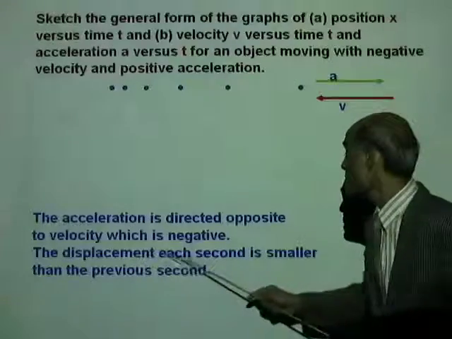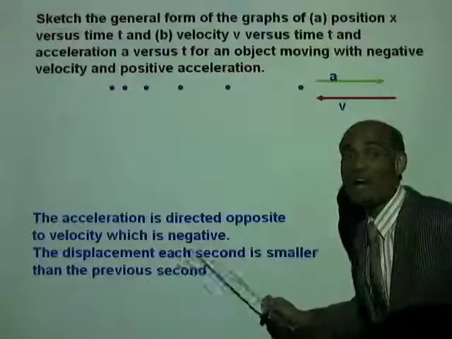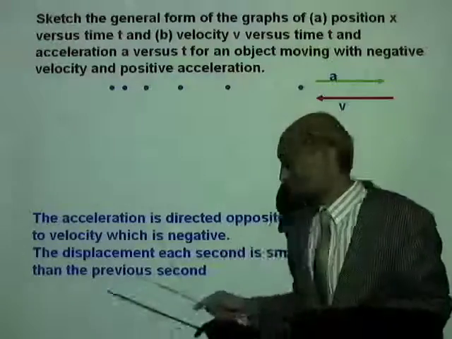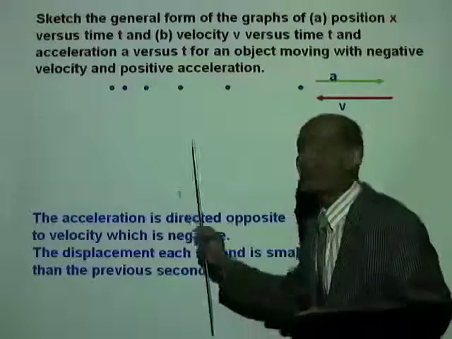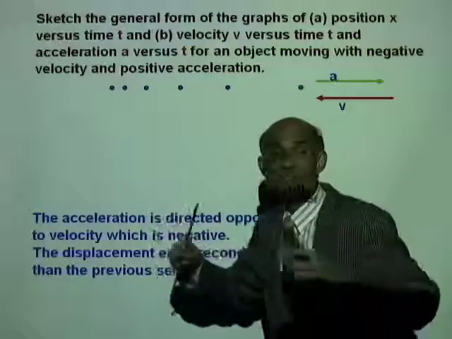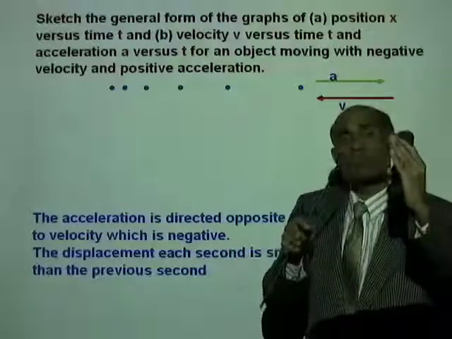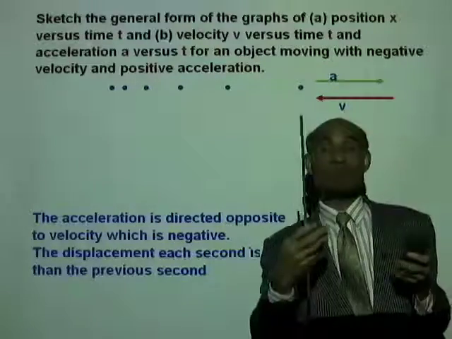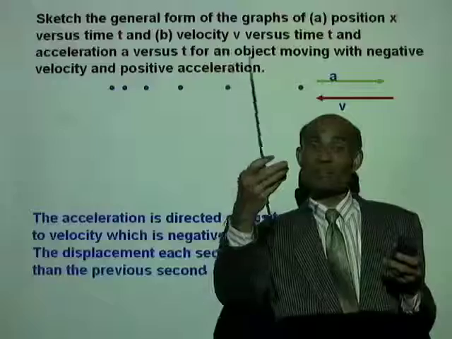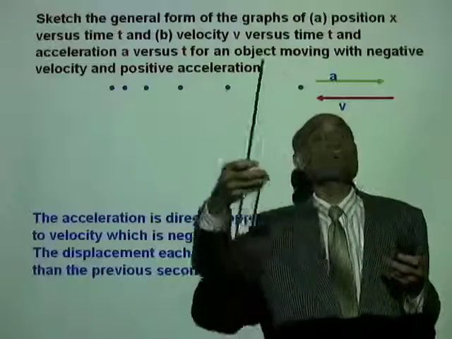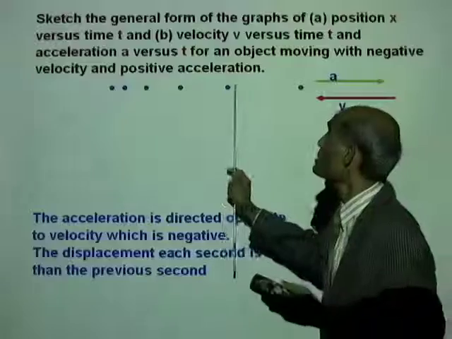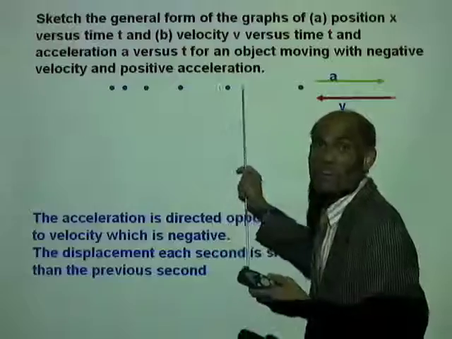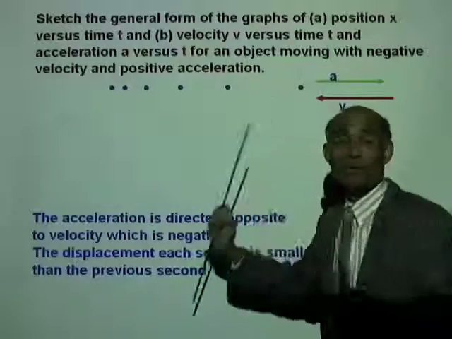Now, the displacement each second is smaller than the previous second. But actually, that statement is strictly not correct. Because these are negative, when a negative number becomes smaller, its value is increasing. Actually, the displacement is getting bigger each second. Is that right? Because negative 2 is greater than negative 5. That means if this is negative 5 and this is negative 2, this is greater than this. So, what will the graph be like?